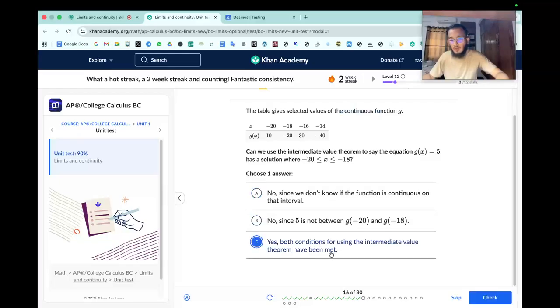Yes, both conditions for using the intermediate value theorem have been met. No, since 5 is not between. No, 5 is between. We know the function is continuous. So let's see.